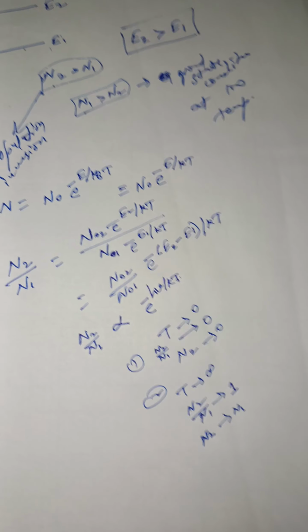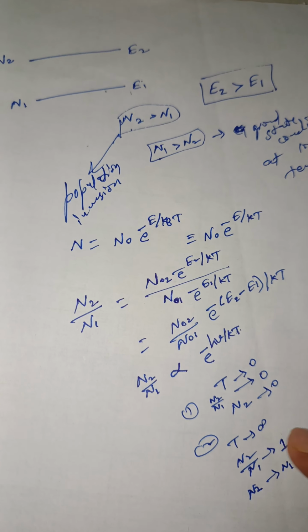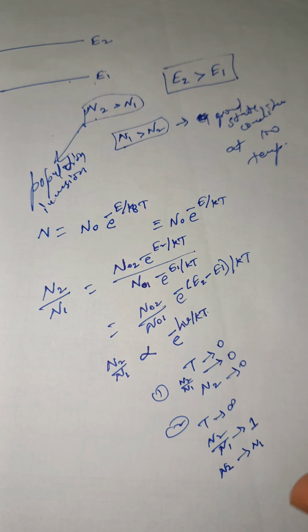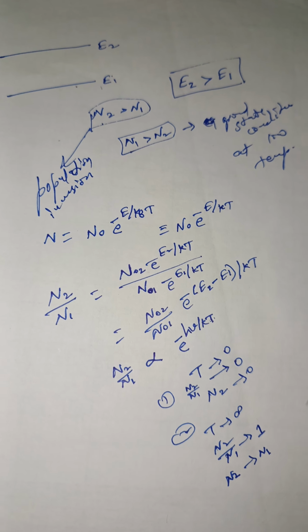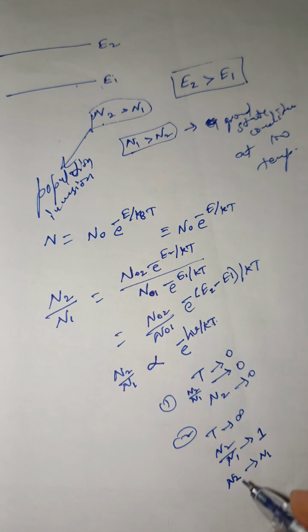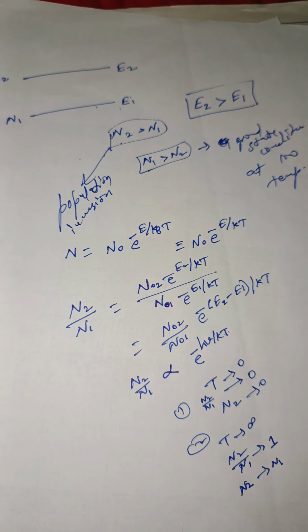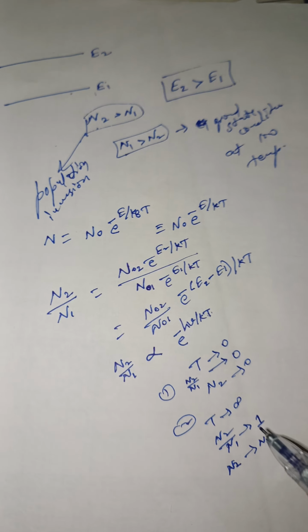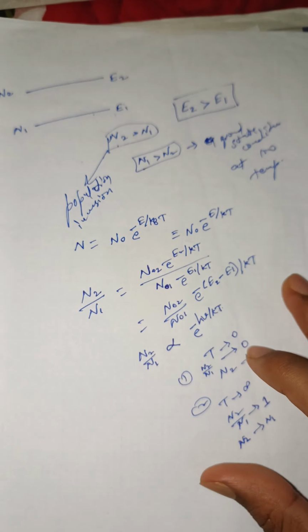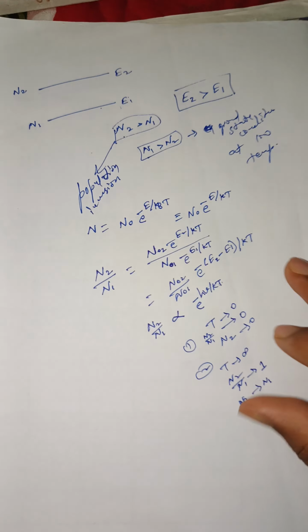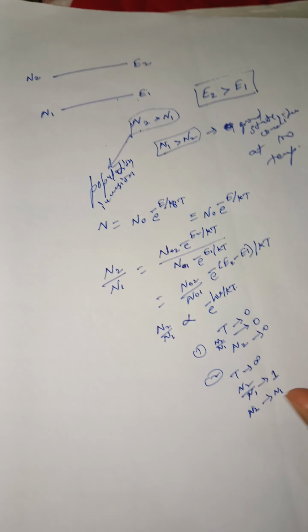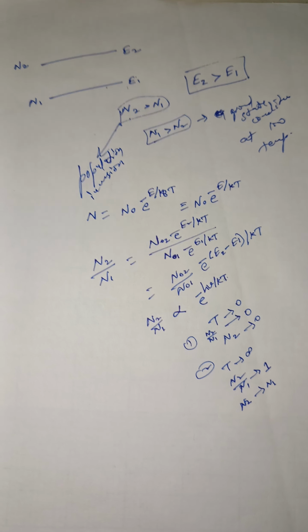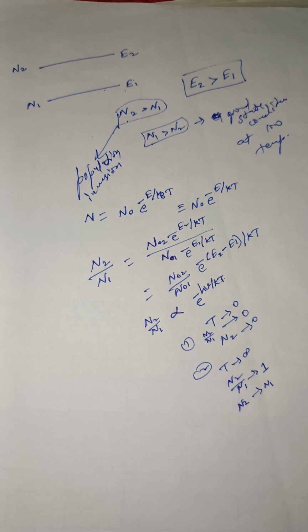So that means whatever temperature you take from 0 to infinity, you will never get the condition N2 greater than N1. That means we can never achieve population inversion in a two-level system. So that is why mathematically it is impossible to achieve population inversion in a two-level system. I hope you understand. If you have any query, then please mention it in the comments. Thank you.